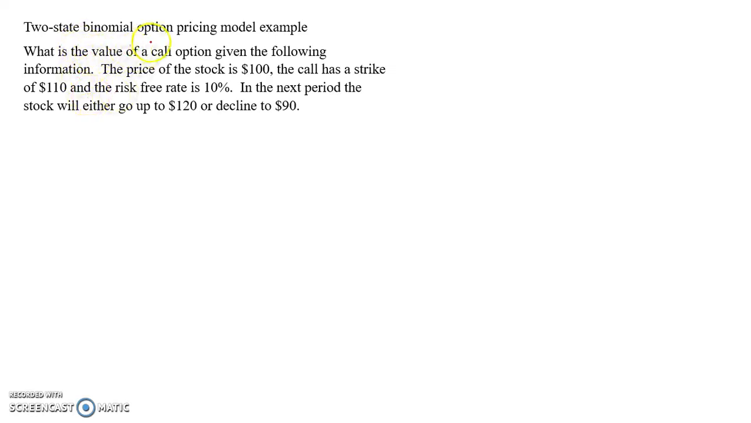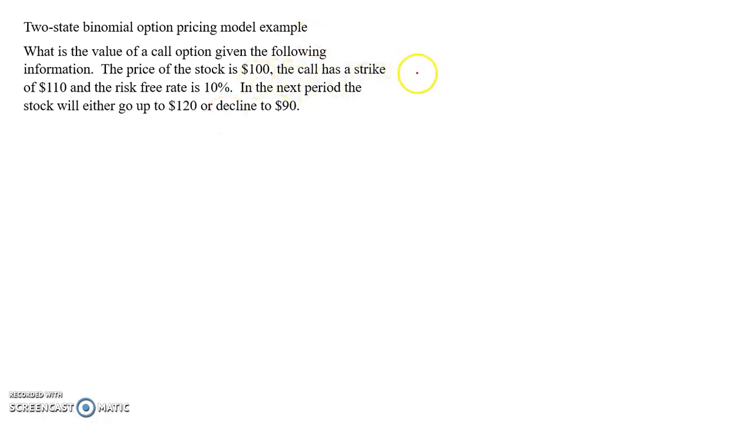Okay, this is an example of a two-state binomial option pricing model for a call option. So what is the value of a call option given the following information? The price of the stock is $100. The call has a strike of $110. The risk-free rate is 10%. In the next period, the stock will either go up to $120 or decline to $90. The likelihood is equal of both states.